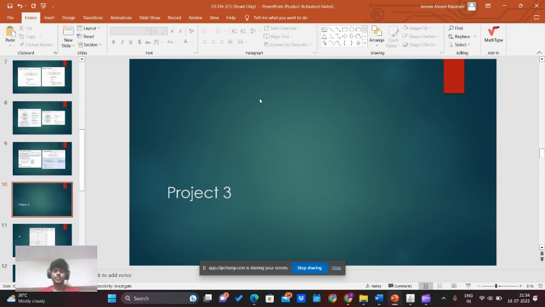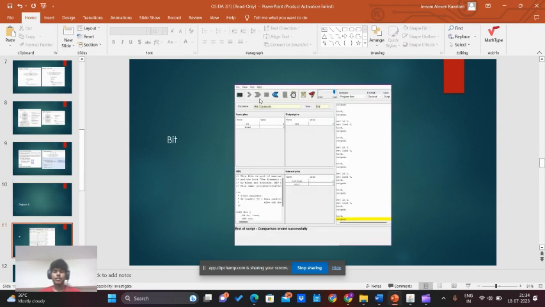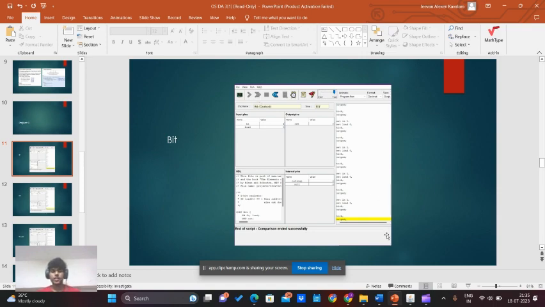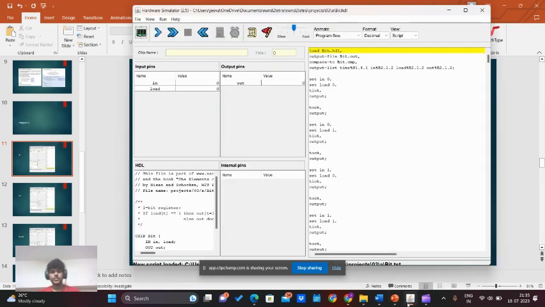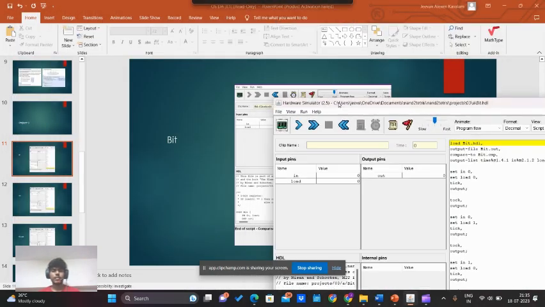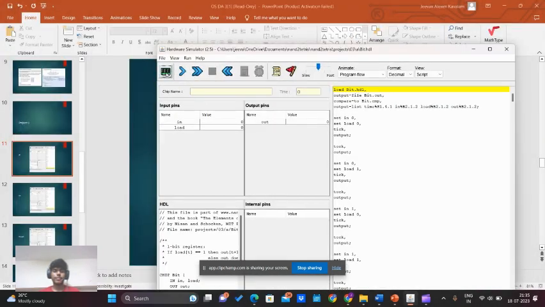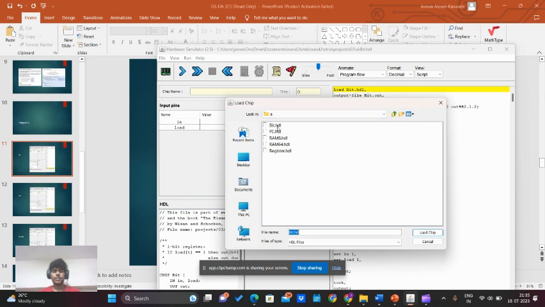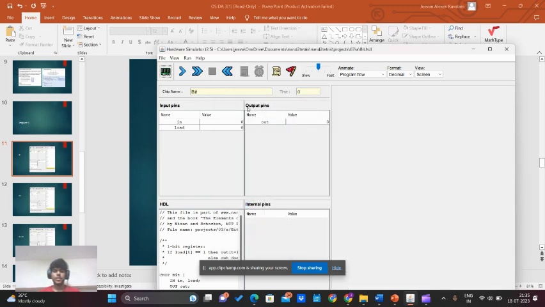Now, I will show you how we can simulate the hardware simulation of some of the chips that we have implemented in this project 3. I will show you the hardware simulation of the 1-bit register that we have implemented. First, we have to load the chip that we have implemented. We have to load the chip file.